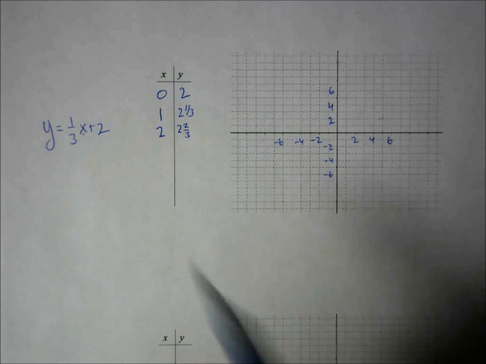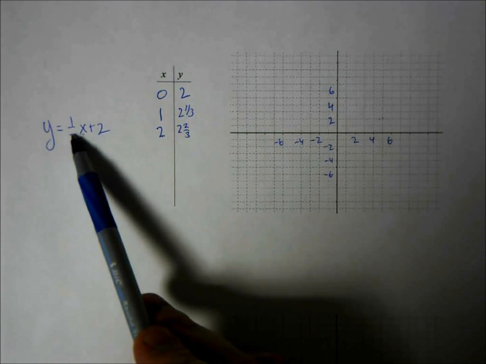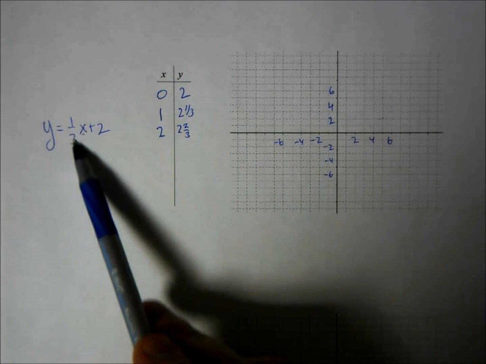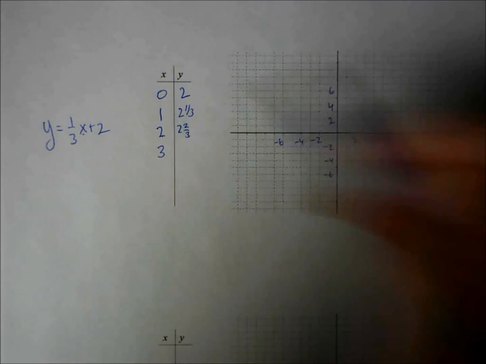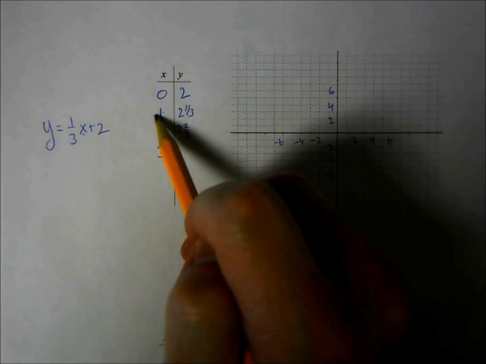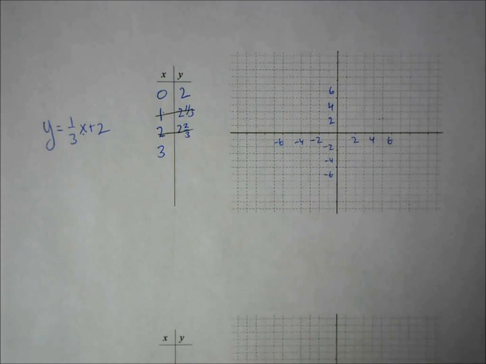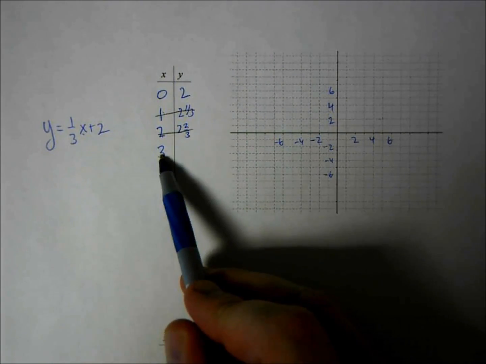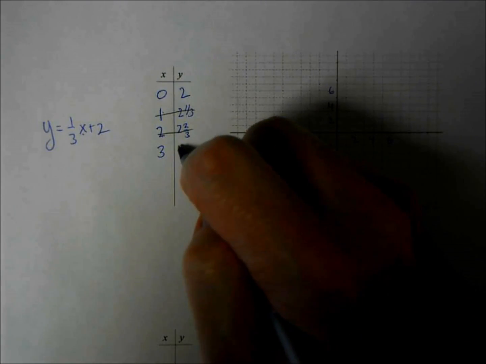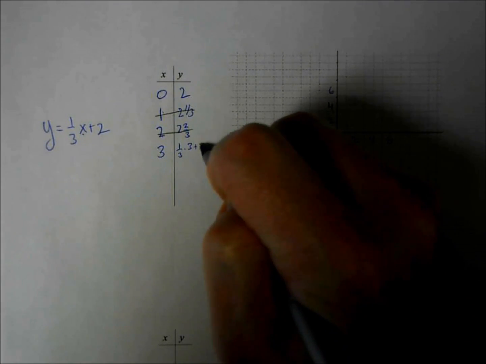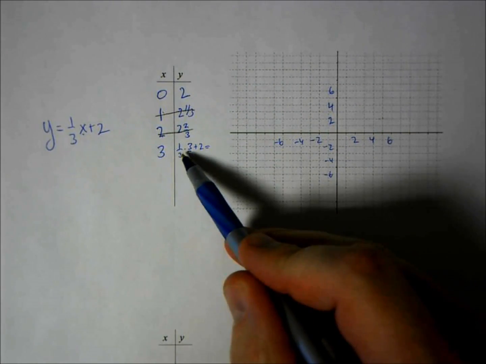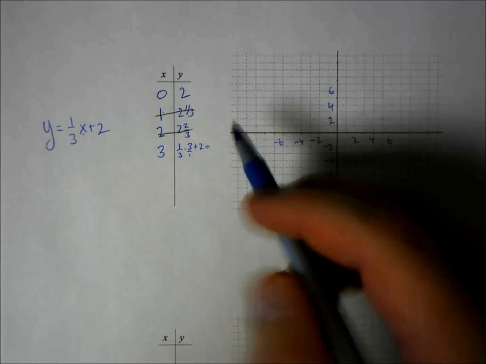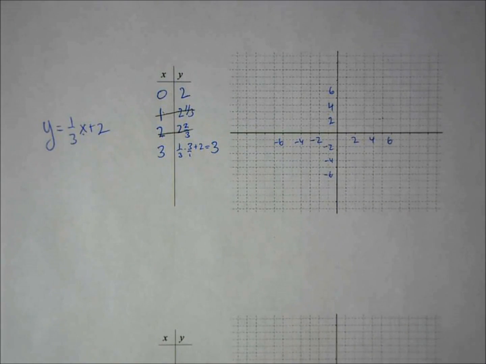So what we want to do is we want to be clever. We want to plug in numbers that are going to make this 3 reduce. In other words, we want to plug in multiples of 3. So again, nothing wrong with these numbers, but I'm not going to use them because I don't like the fractions. If I plug in 3, 1/3 times 3 plus 2, think of 3 as being 3 over 1. 1/3 times 3, the 3's reduce, and you get 1. 1 plus 2 is 3. A nice number to graph, and that's what we want to use.